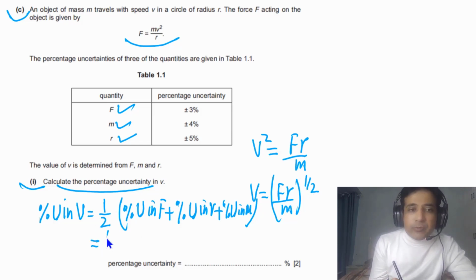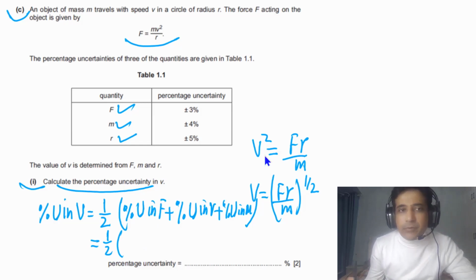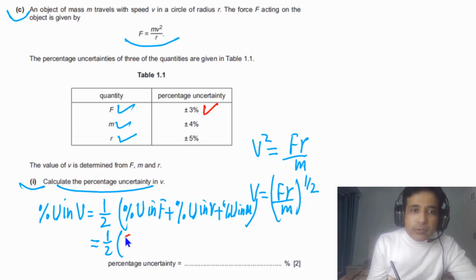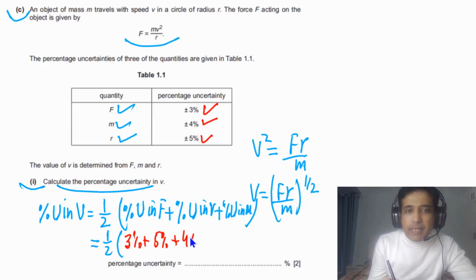Now simply we need to plug in values. Percentage uncertainty in F is given as 3%. Percentage uncertainty in R is given as 5%. Percentage uncertainty in mass is given as 4%. Now if we add all of them together, we get 1 by 2 times 12%.